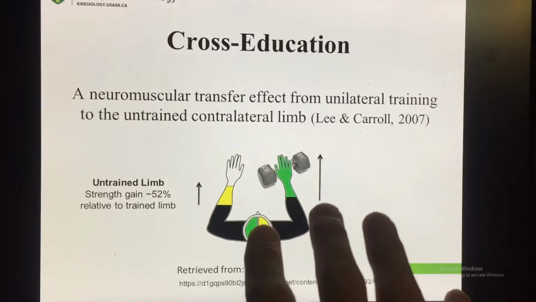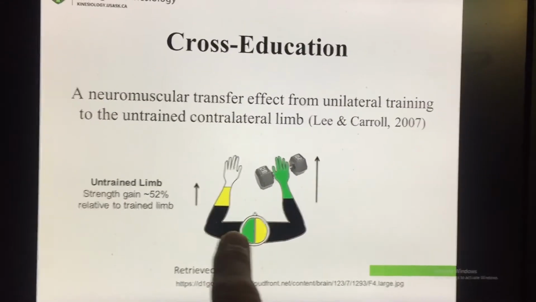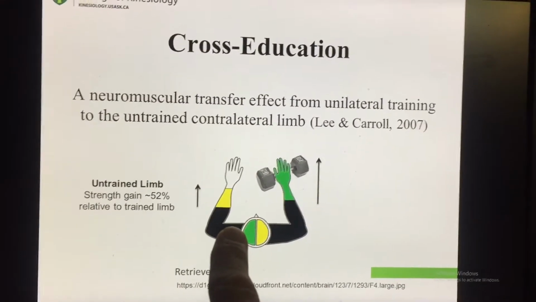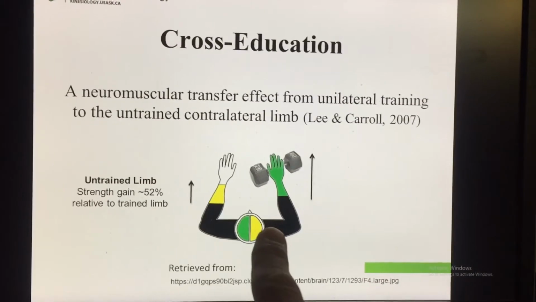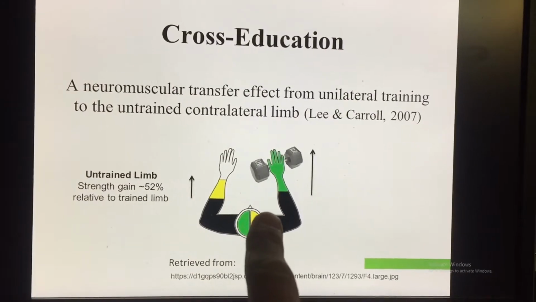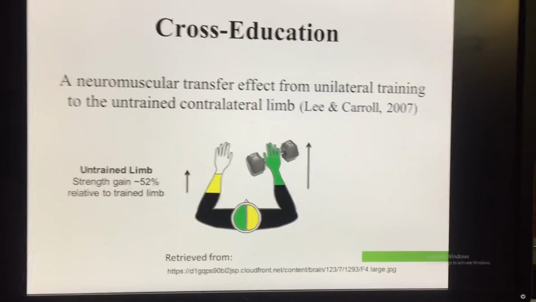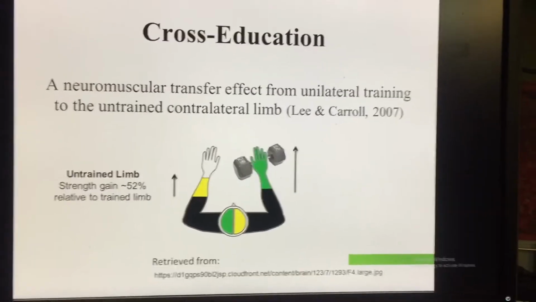So it's got to do with perhaps the way the motor cortex is activated. When you activate the left side of the motor cortex to activate the right side of the body, the right side of the motor cortex gets some of that, can read some of that activation, and you get a training effect in the untrained left arm in this example.